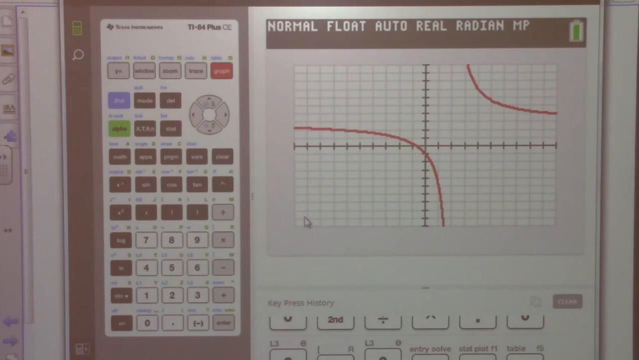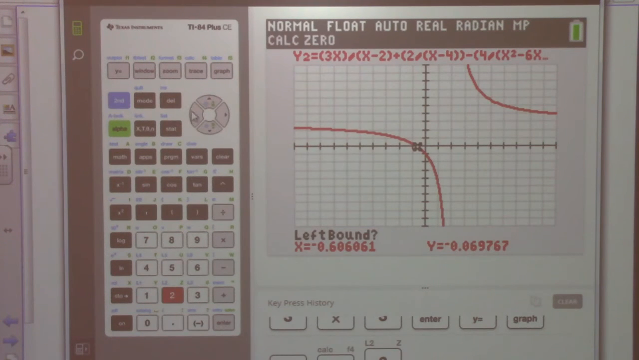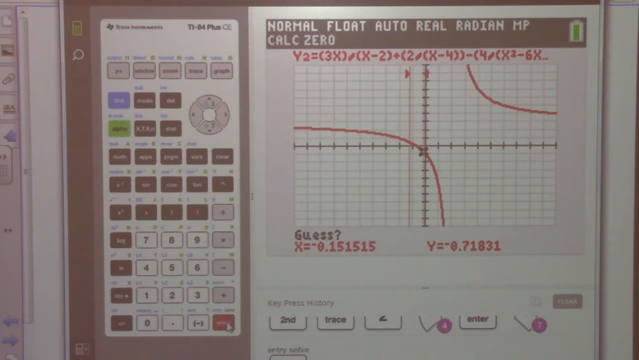When you graph, you got something like this, right? And then second trace, 0, and left bound, enter, go to the right of the 0, press enter twice. So your answer should be negative 2/3.